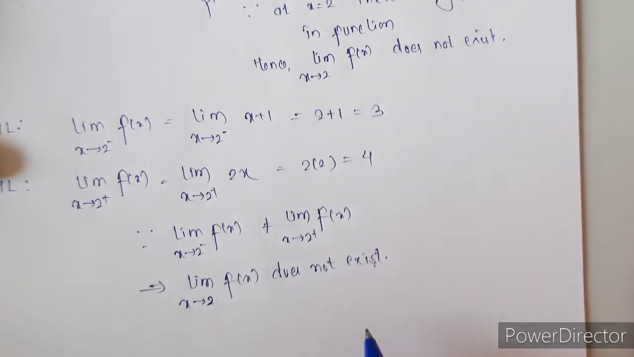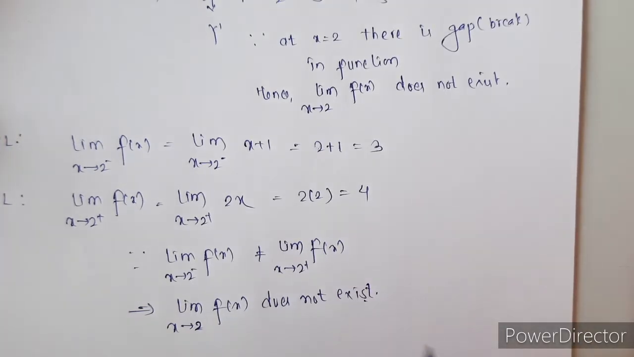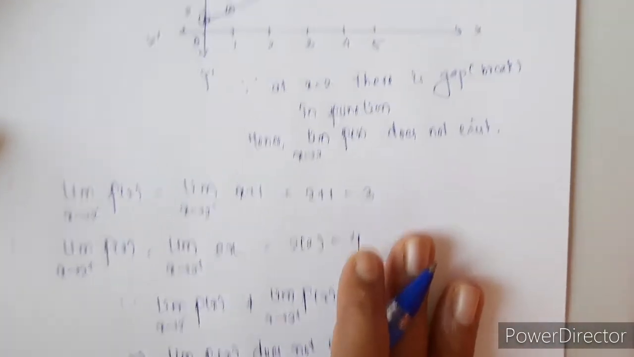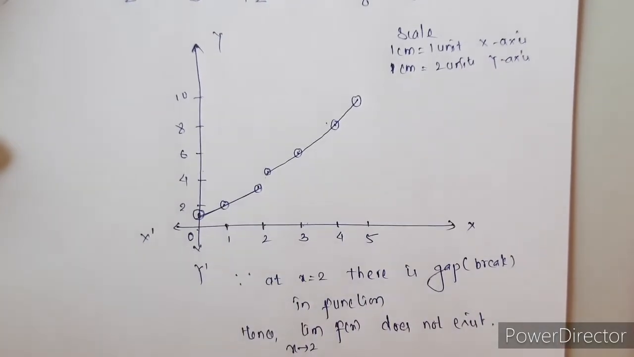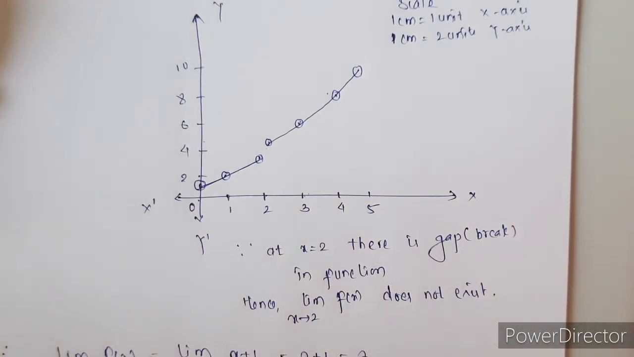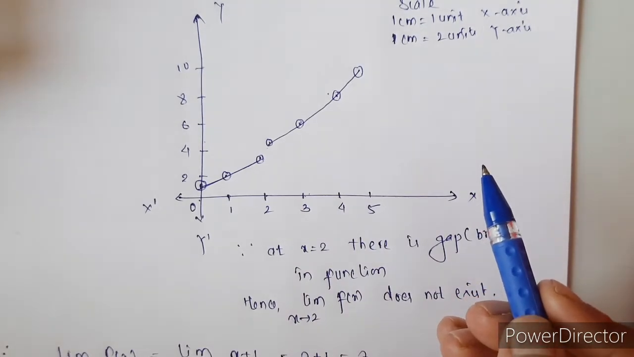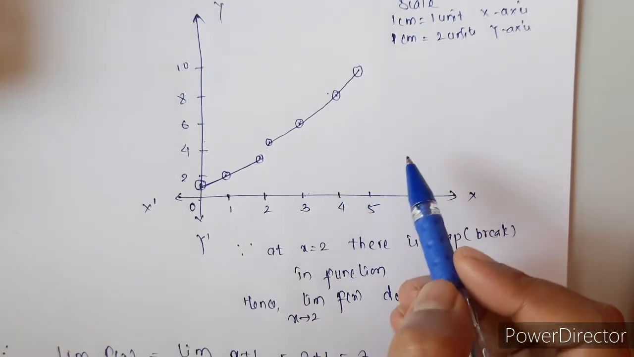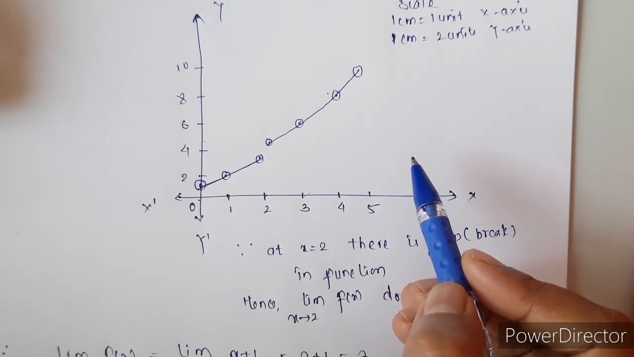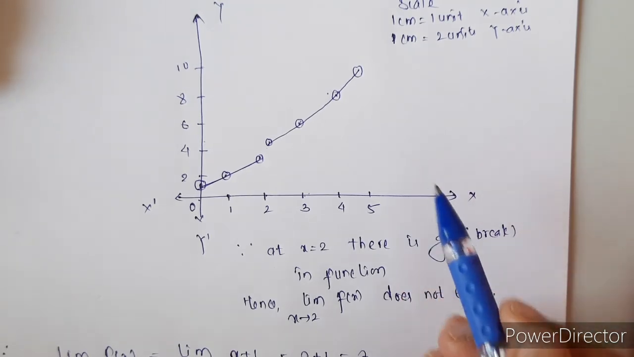Okay, so we can either use left hand limit and right hand limit and prove whether limit exists or not, or the other way is we can draw a graph and check whether limit exists or not. If there is a gap in a graph, it means limit does not exist at that point. If a function is continuous, then we can say limit exists at that particular point.